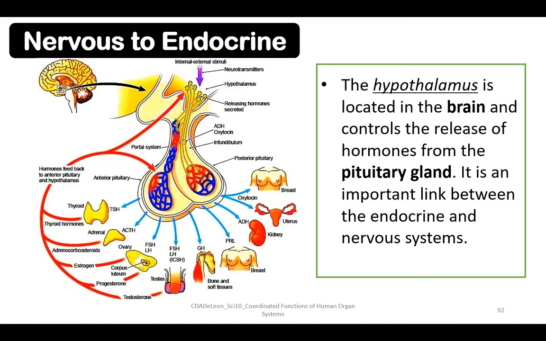Nervous to endocrine. The hypothalamus is located in the brain and controls the release of hormones from the pituitary gland. It is an important link between the endocrine and the nervous system. Di ba? Pinag-usapan natin na ang pituitary gland is the master gland.